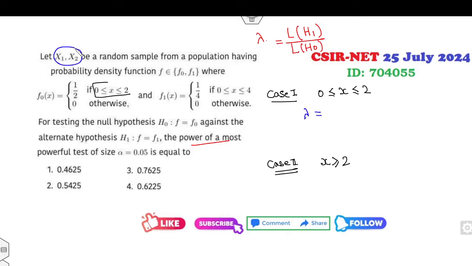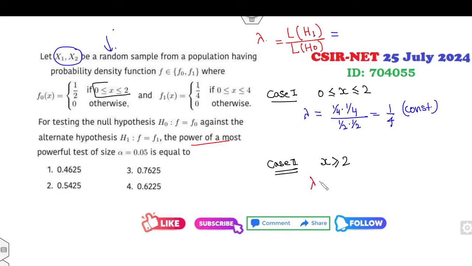Because they are the two samples, what is the likelihood of H1? It is 1 over 4 into 1 over 4, because they are independent, divided by H0. H0 is my half into half. That is my 1 over 4, which is a constant. It is independent of the x and y.